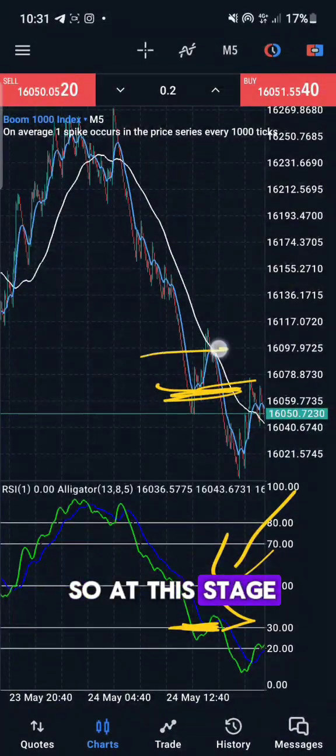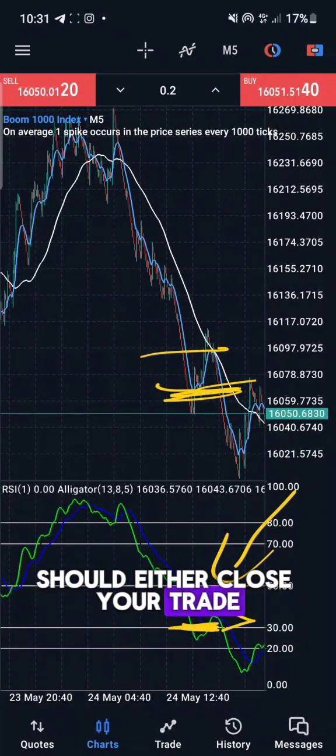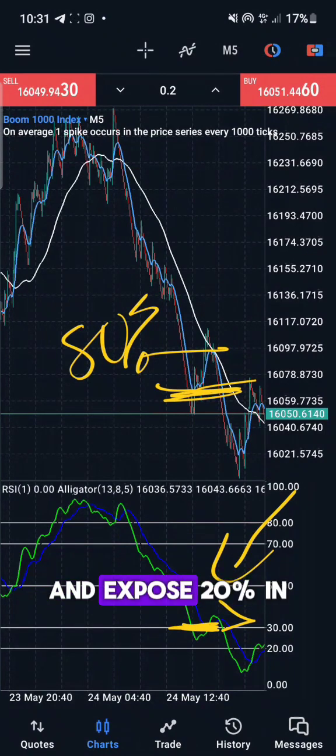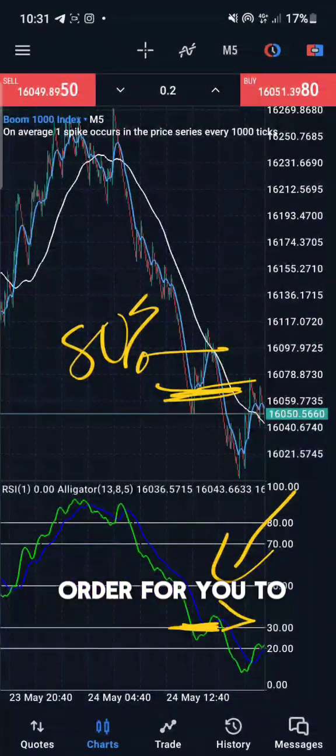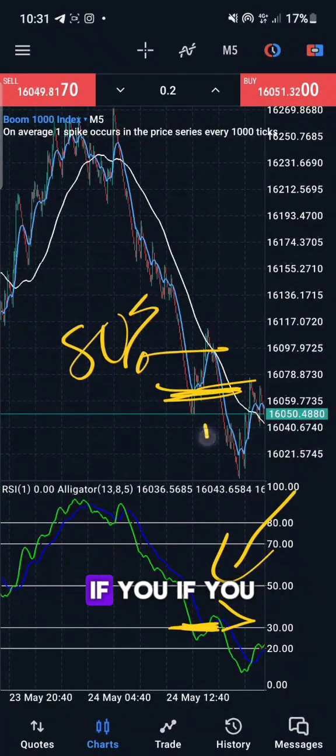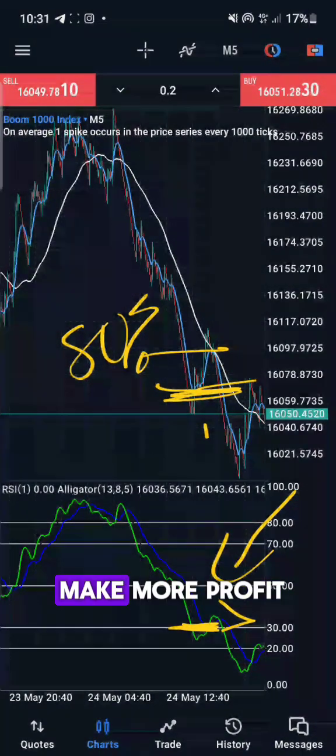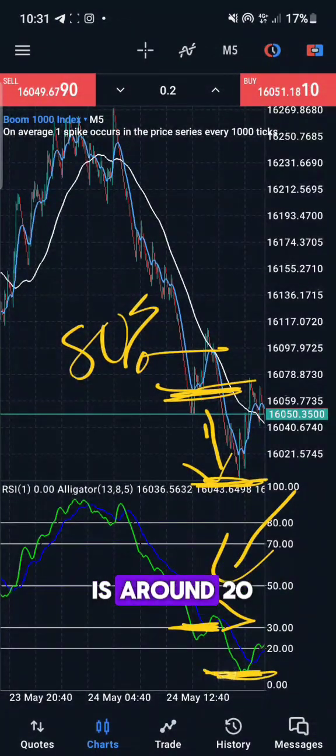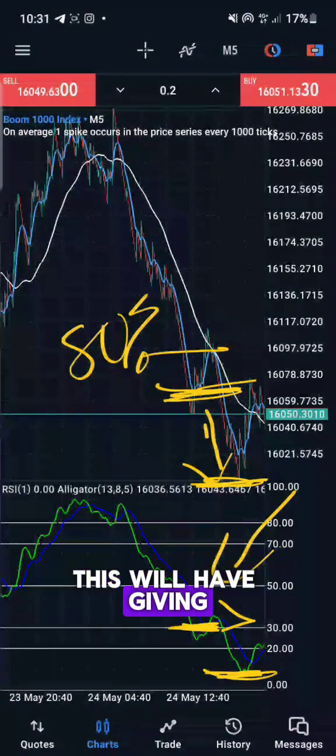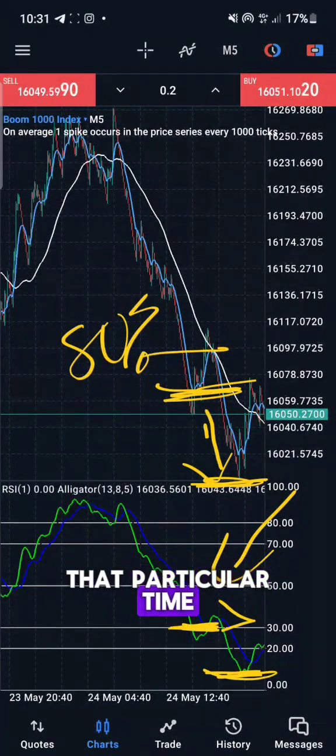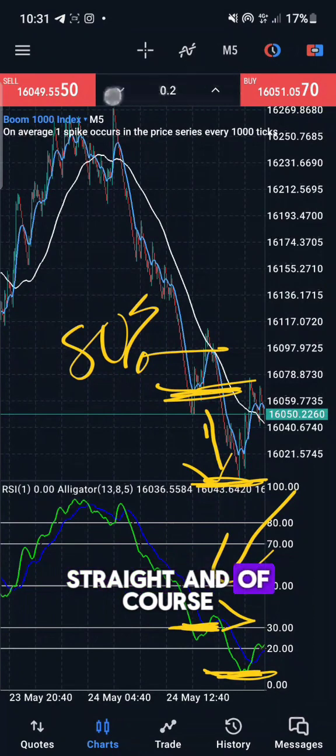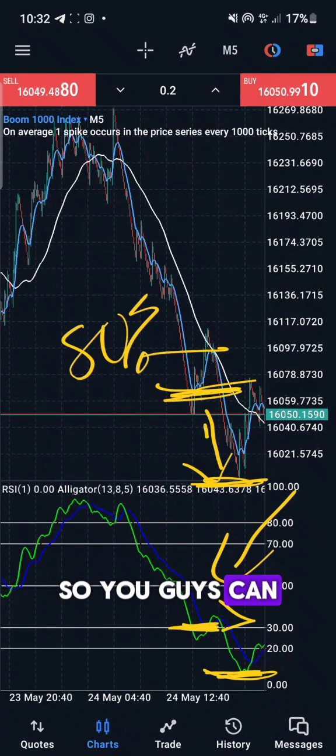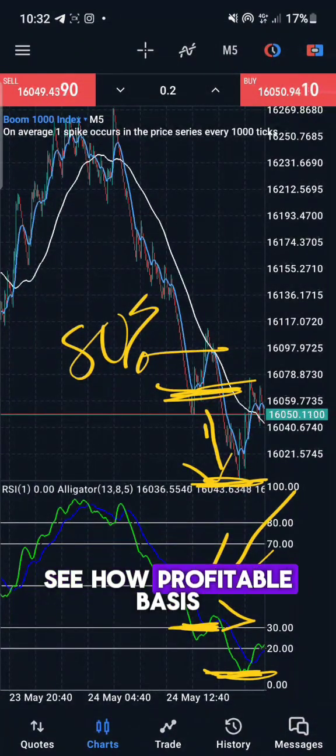At this stage, you should either close your trade or lock up 80% of your profit and expose 20% in order to make more profit. You can see, if you had exposed 20% to make more profit, this had gotten to this support zone, which is around 20, and of course this would have given you more profit at that particular time. So this is very straightforward, and you can easily apply this wherever you are. You guys can try this out and see how profitable this is.